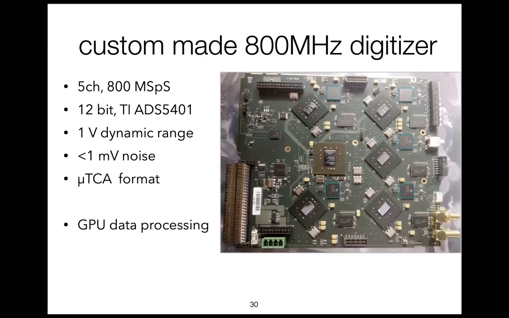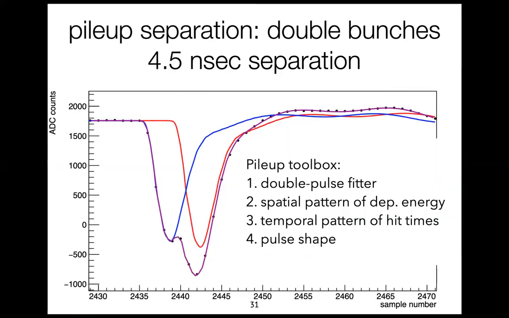Also, as an improvement over the previous experiment, we ran the experiment in the ring from the beginning to the end, and all the processing is done in software later. That required the design of new digitizers. It's an 800 megasample digitizer made by Cornell. Here's just a real recording of two positrons hitting the calorimeter 4.5 nanoseconds apart.